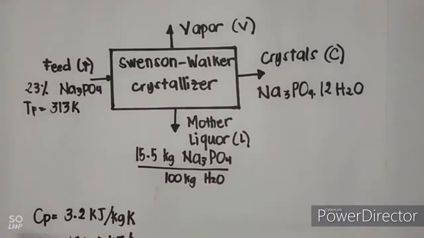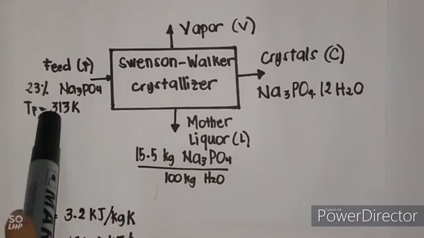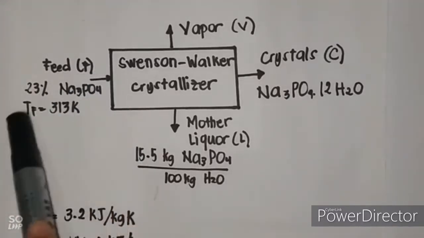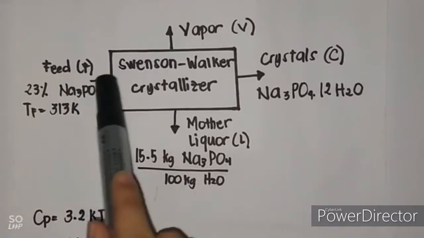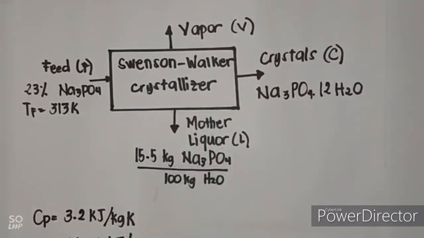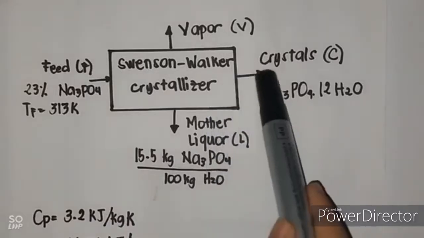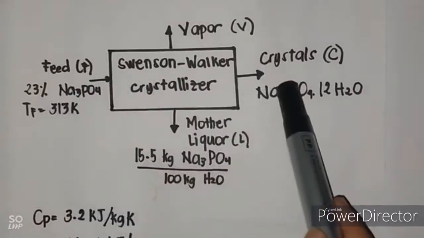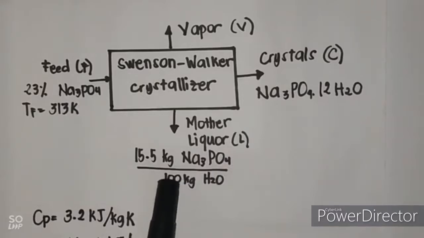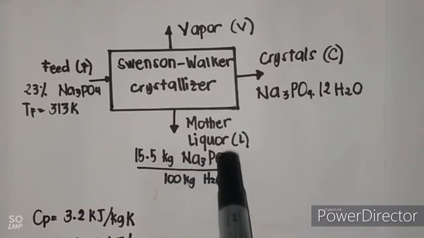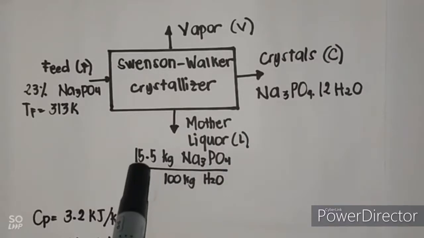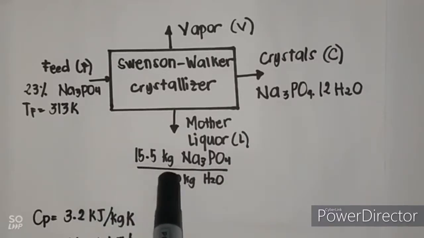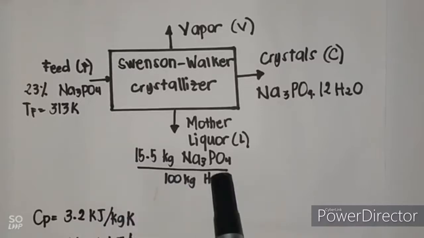So here is a constructive flow diagram in order to fully understand the problem. In the feed section, we have 23% of sodium phosphate at 313 Kelvin, which enters into a Swenson-Walker crystallizer. And trisodium phosphate decahydrate crystals are being removed and are converted into saturated solutions, which can also be called mother liquor. And the solubility of sodium phosphate here is given, in which it is 15.5 kilogram per 100 kilogram of water.